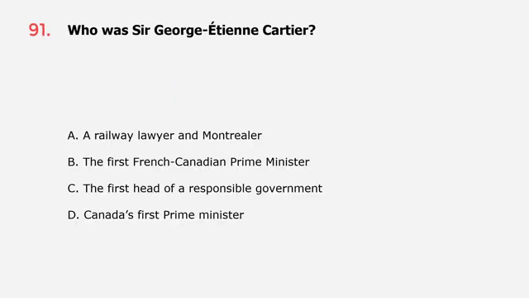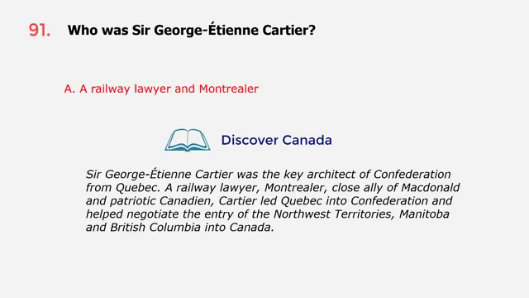Question 91. Who was Sir George Etienne Cartier? A. A railway lawyer and a Montrealer. B. The first French-Canadian Prime Minister. C. The first head of a responsible government. D. Canada's first Prime Minister. The answer is A. A railway lawyer and a Montrealer.